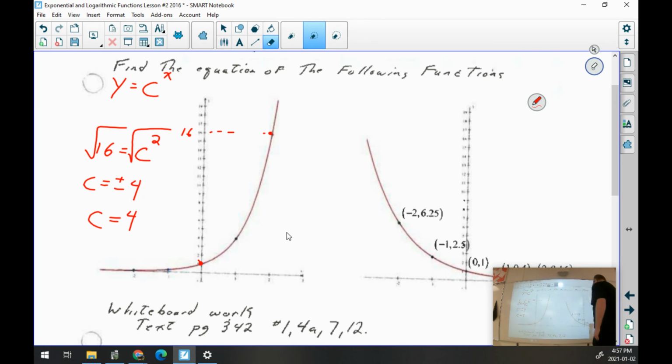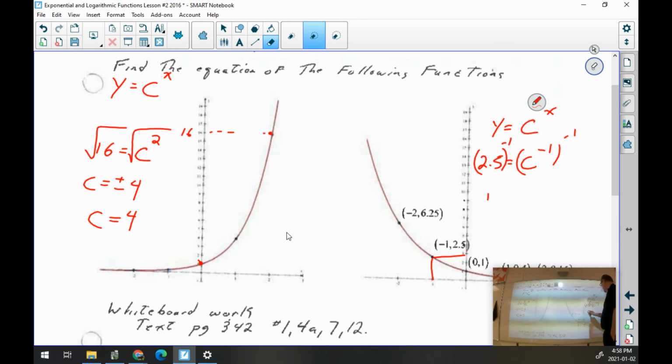I'll pick this one here, -1 and 2.5. You probably guessed that my base is going to be either fractional or have a negative exponent. I'm going to solve my fractional one here. So 2.5 is equal to c to the power of -1. Raise both sides to the power of -1. And I have 1 over 2.5 is equal to c.